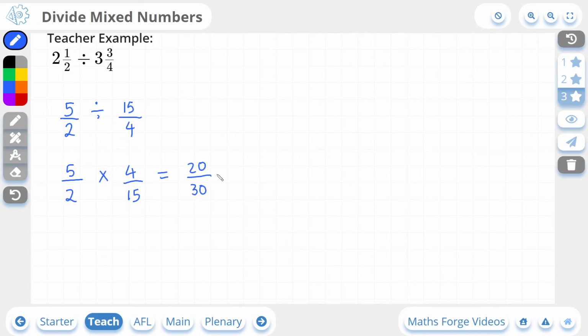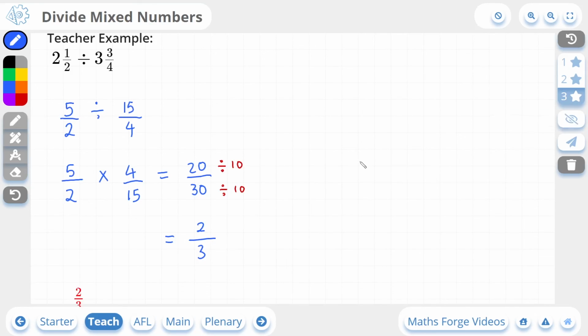And now this can be simplified further. I know that I can divide the numerator and the denominator by 10. This is the largest number that you can divide into both the top and the bottom. So go ahead and do that. And this simplifies our fraction. 20 divided by 10 is 2 over 30 divided by 10 is 3. And this should be our answer in its simplest form.